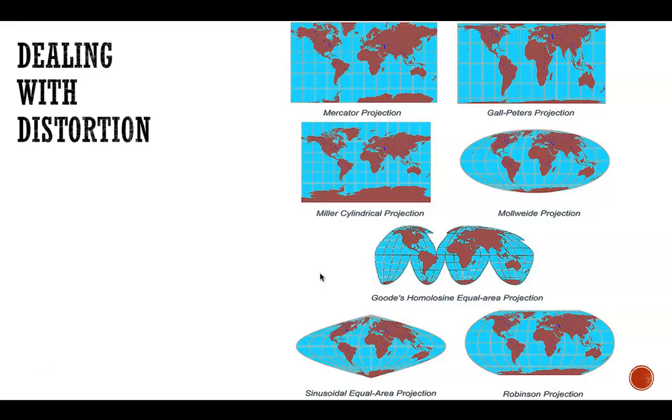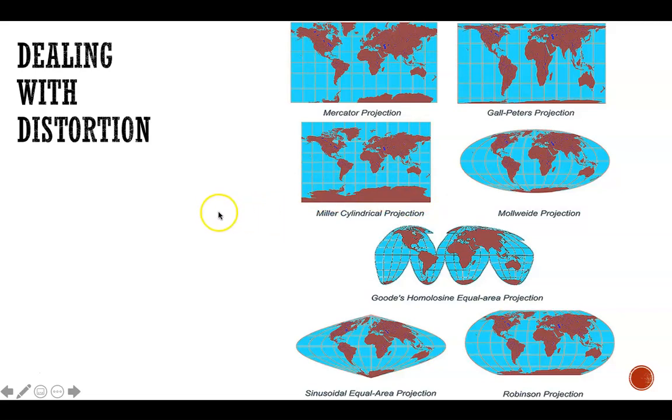We look at different types of distortion. Again, you can see size really when you have the Mercator map. Africa looks much smaller here than it does in the Gall-Peters. We look at the Miller cylindrical right here, and we look at how big Antarctica is. You'll see a lot of fraying on the edges.